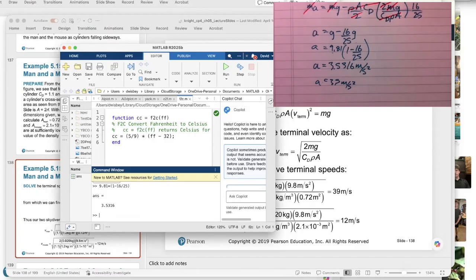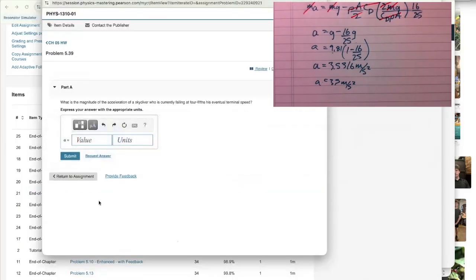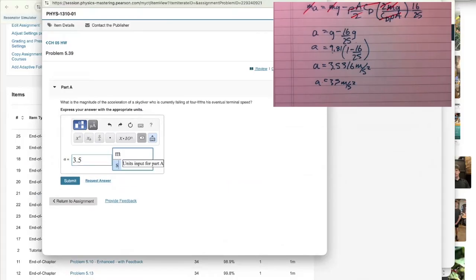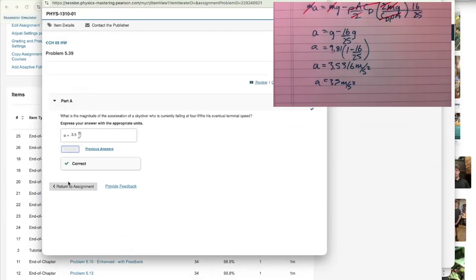All right, we're going to go back and put that in. 3.5 meters per second squared. Submit. Success. The answer is correct.